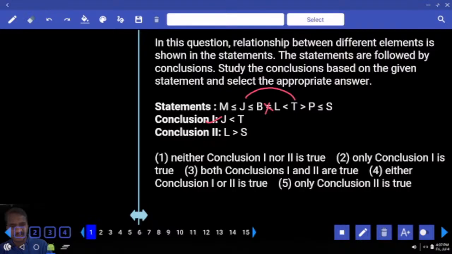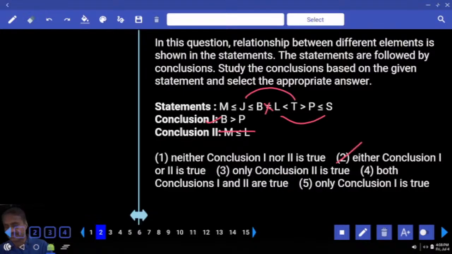Next one, L and S. L is S is an opposite symbol, so no relation. And so only one is true. Only one is the choice for question number 1.